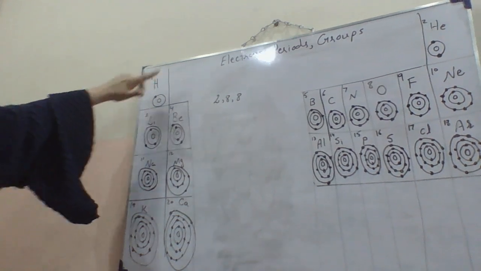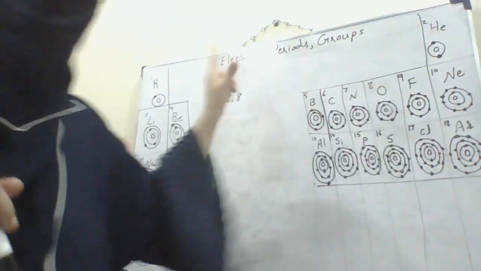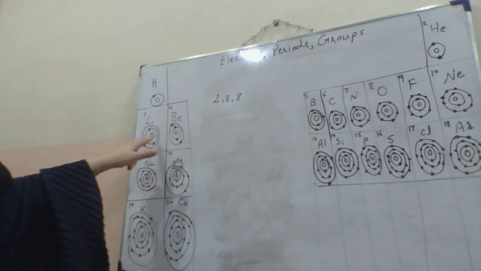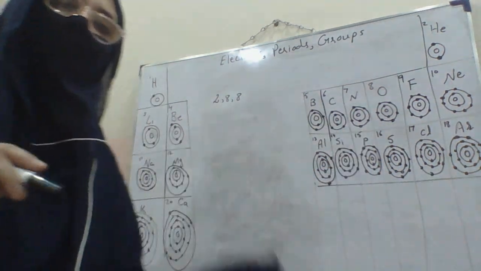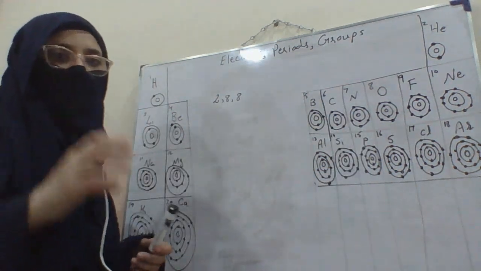But if we see the first period, both elements have 1 shell. In the second period, all have 2 shells. In the third period, all have 3 shells. So the period number tells us the number of shells.